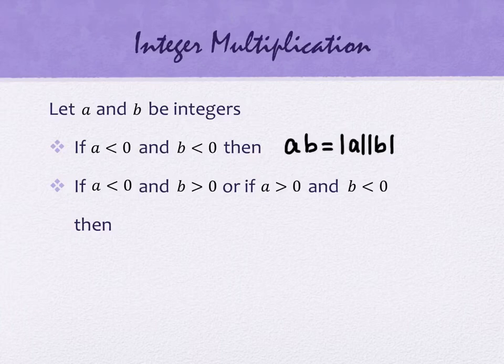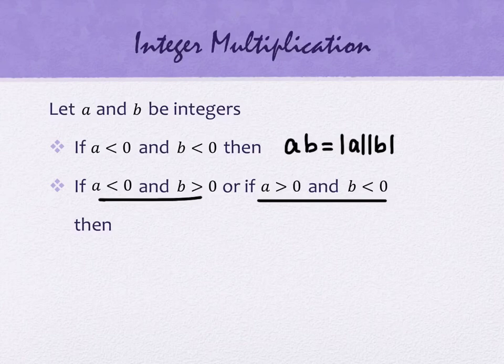The second line says, well, what if they're not? What if one of them's positive and one of them's negative? And it doesn't matter which is which. That's why there's 2 conditions here. This one says A is negative, B is positive. This one says A is positive, B is negative. Okay, if I have one of them positive, what does that mean instead? Well, it means that A times B is actually equal to the negative absolute value of A times the absolute value of B.